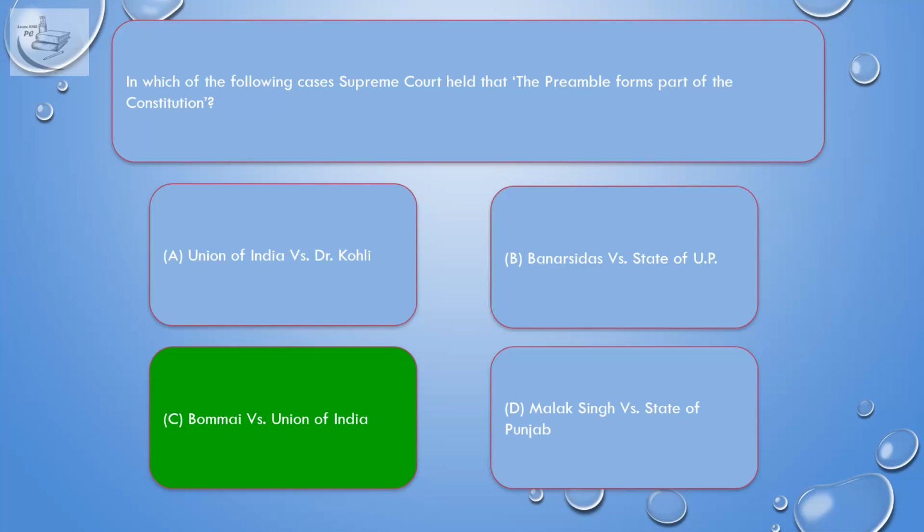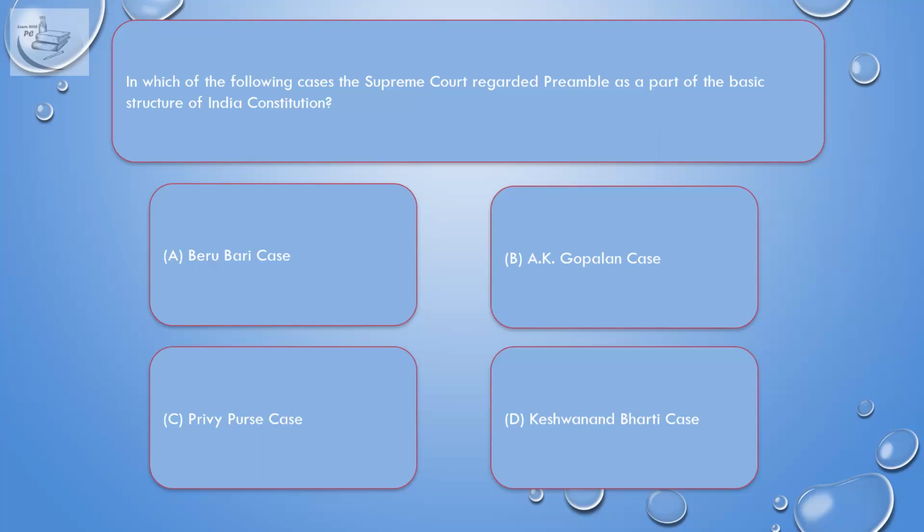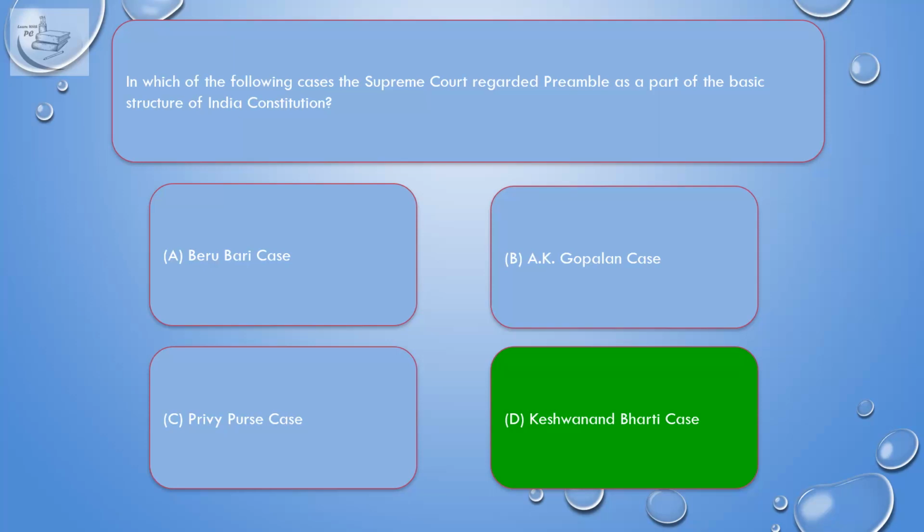Correct answer is C. Bommai vs. Union of India. Question: in which of the following cases the Supreme Court regarded preamble as a part of the basic structure of India Constitution? A. Baru Bari case. B. A.K. Gopalan case. C. Privy Purse case. D. Keshwanon Bharati case.